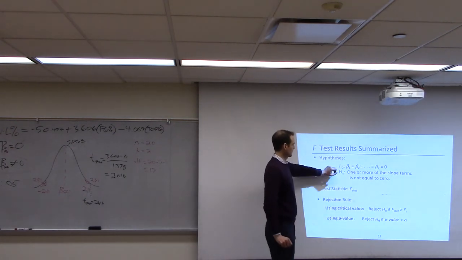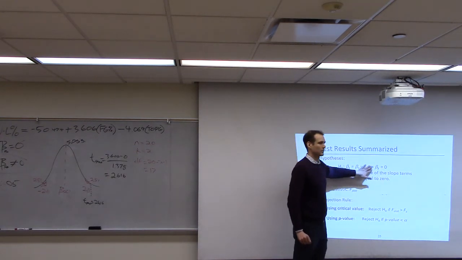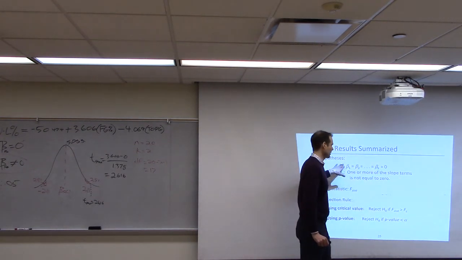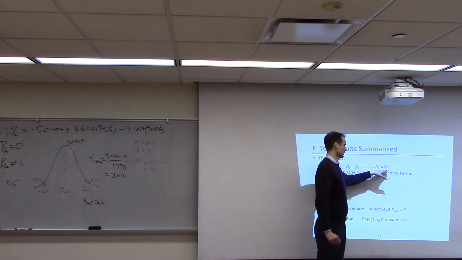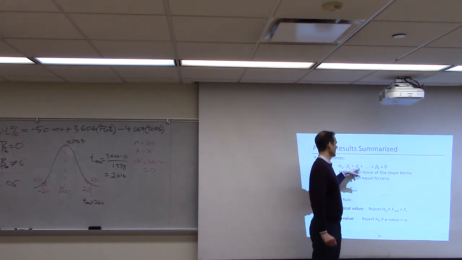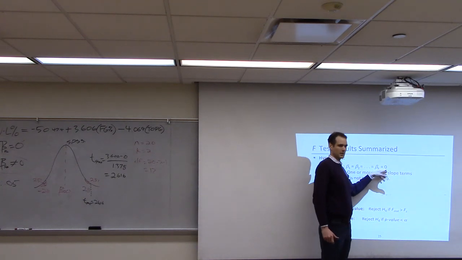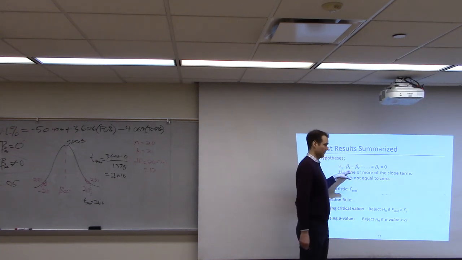The null hypothesis is all the true population slopes equal 0. What does it mean if all the true population slopes equal 0? Keisha. Say it again? If all the true population slopes equal 0, what would that mean to you? There's no relationship anywhere. No useful relationship. Nothing that gives us predictive ability.